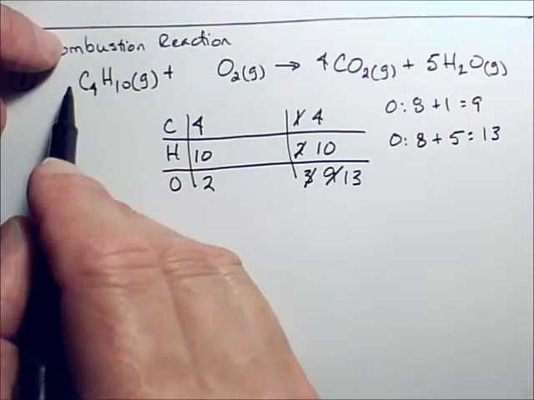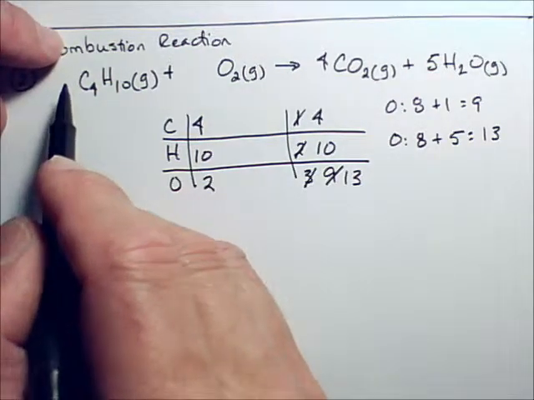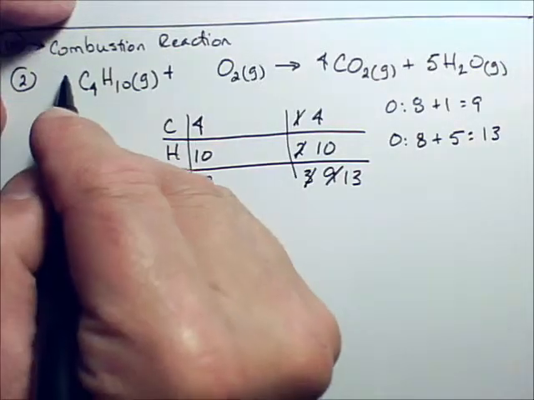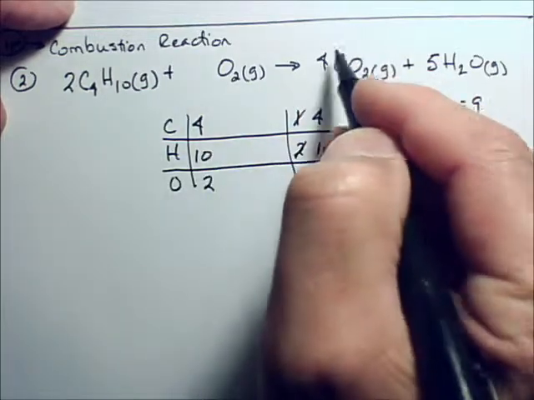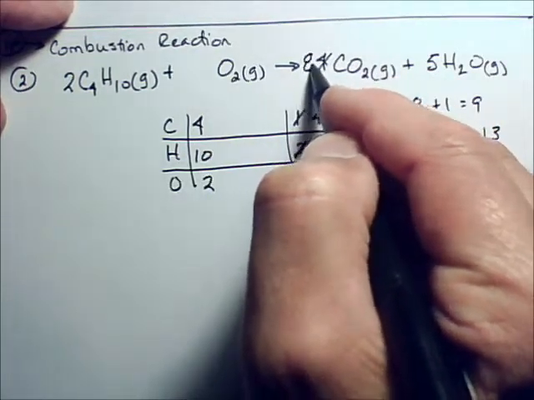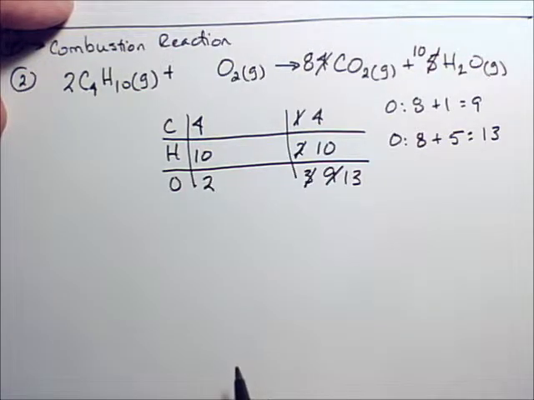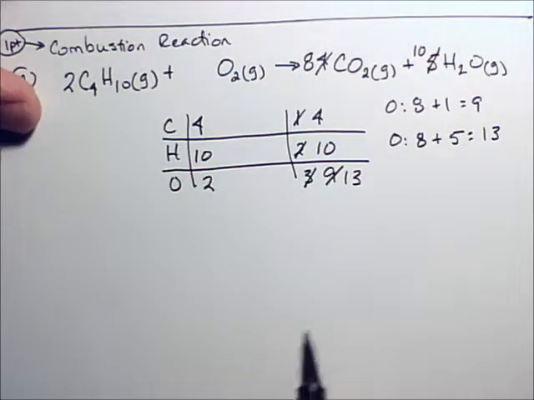Now, you know there's a 1 that's implied here. So when I say multiply by 2, I mean multiply the implied 1 by 2, which means we simply put a 2 here. This gets marked out and we put an 8 here. This gets marked out and we put a 10 here. So now I have to go back and recount everything.